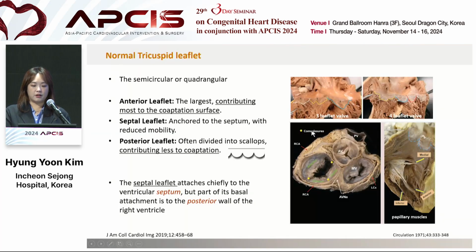Next is the tricuspid valve. The tricuspid valve is the largest heart valve and consists of 3 leaflets like this, but sometimes it can be quadricuspid. It has anterior and posterior leaflets like the mitral valve, and the septal leaflet is different. It is anchored to the septum, with reduced mobility. The septal leaflet is attached chiefly to the ventricular septum, but part of its basal attachment is to the posterior wall of the ventricle.